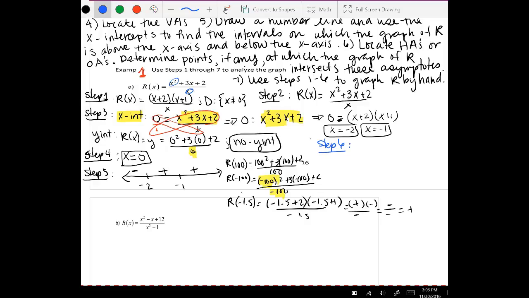Because that's an improper fraction, this is going to be an OA. We're going to write OA, and we're going to write y equals. We'll fill that in. I'm going to do long division. So x goes here. x to the third, I'm sorry, not x to the third. Let me erase. x squared.